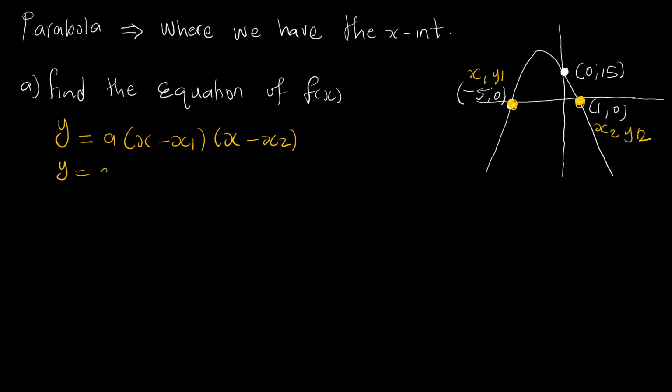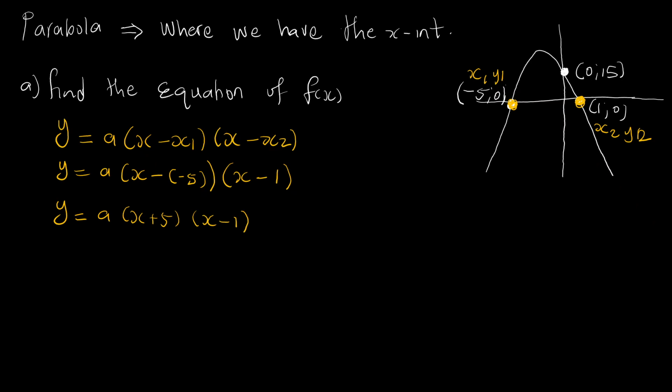y equals a times (x minus my x1). My x1 is negative, so I need to subtract it and put it inside the bracket so that the negatives can cancel. My x2 is just 1, so this will be x minus that 1. Now I have the bracket, minus times minus 5. I need to work that out, and this will give us x plus 5. The other side is just x minus 1.